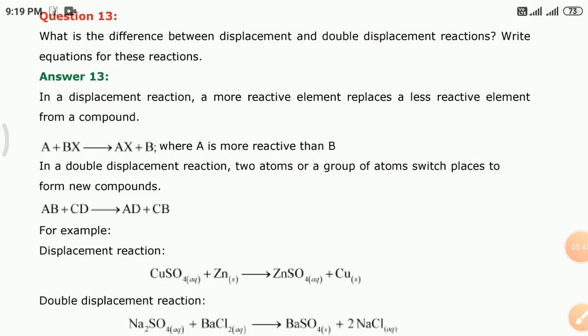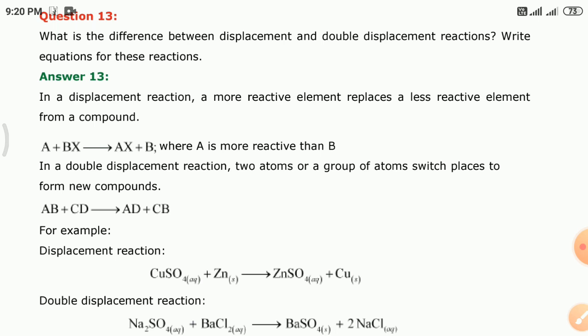Question number 13 is, what is the difference between displacement and double displacement reactions? Write equations for these reactions. So we have to write the difference between displacement and double displacement reaction. We know that in the displacement reactions, a more reactive metal displaces a less reactive metal or element to form a compound. Okay, so a more reactive element displaces a less reactive element.